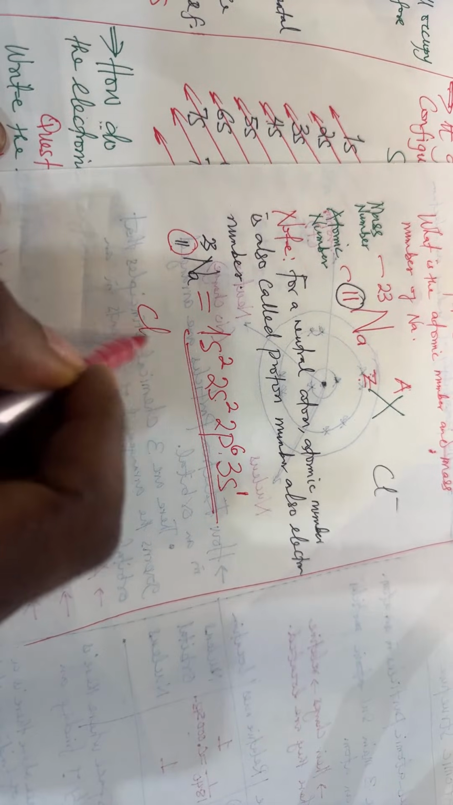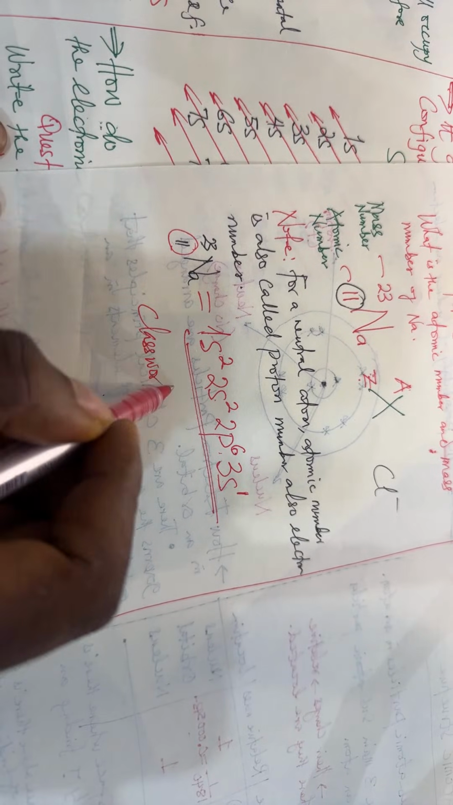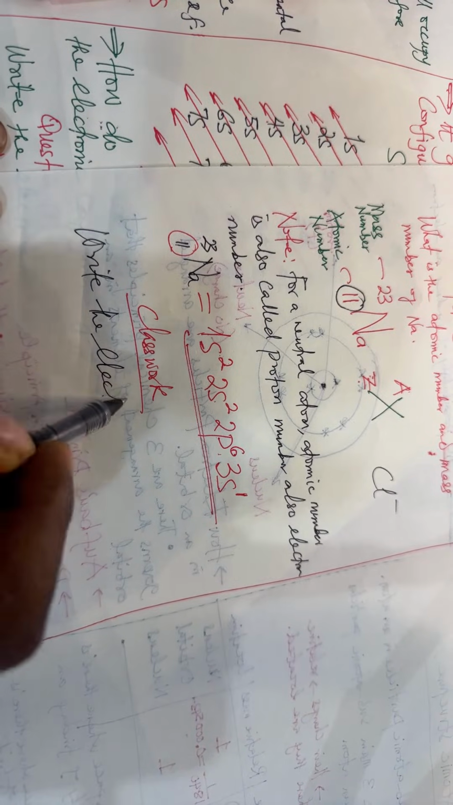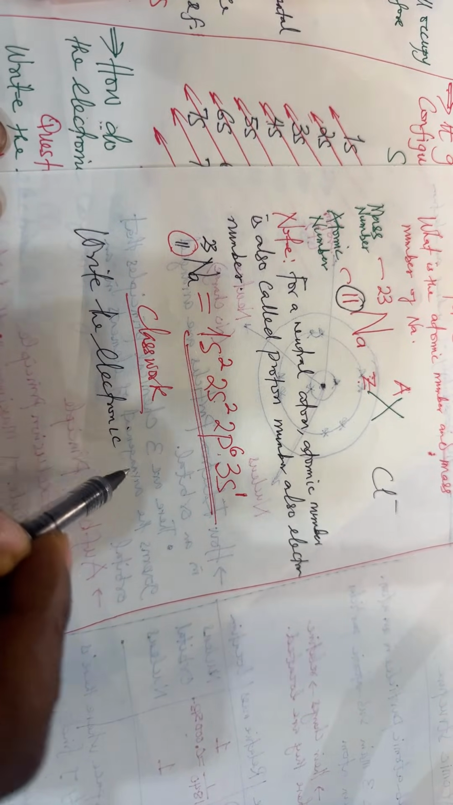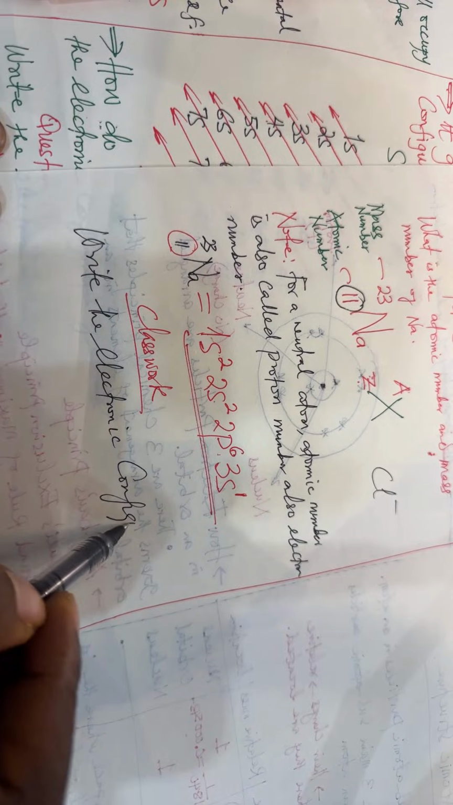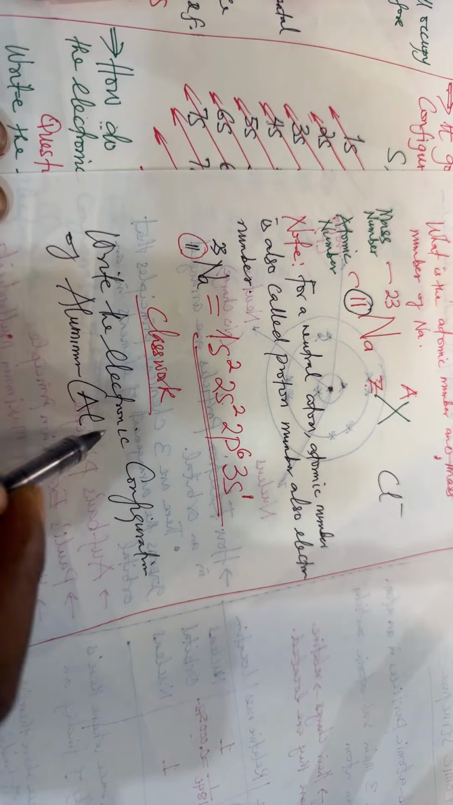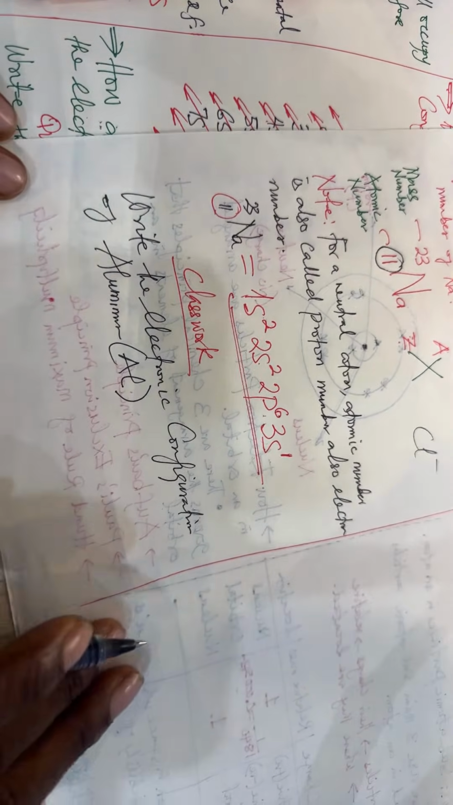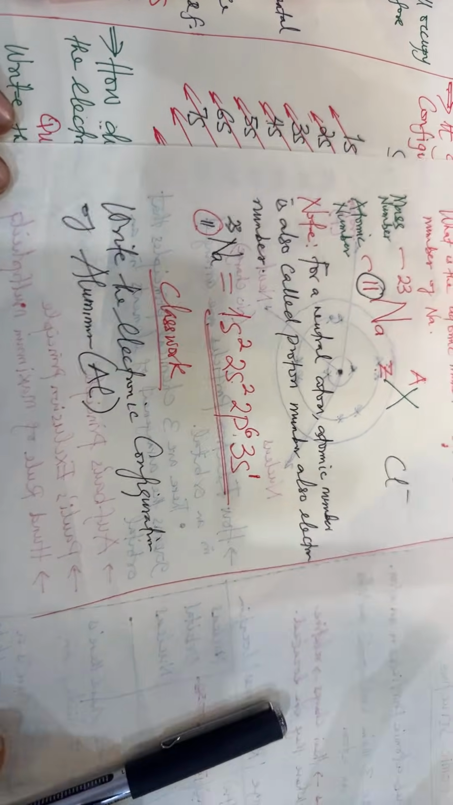Classwork. Write the electronic configuration of aluminum, which is Al. From what you've learned, try that out.